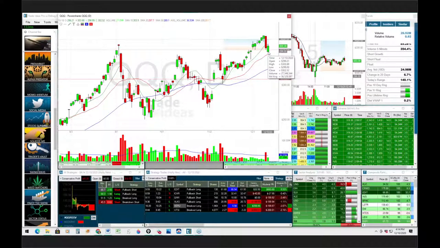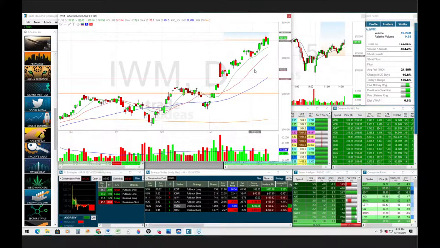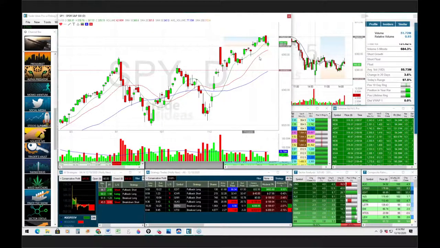Other than that, the volume's weak. IWM is still very strong, still holding up well. Look at that, that's where your money's flowing, and it has been for a while now. So definitely some relative strength in the IWM. The Qs are probably the weakest over the last few days, with the SPYs hanging out in the same area, just right below their 10 period moving average.